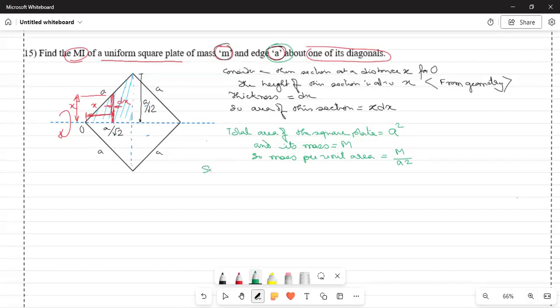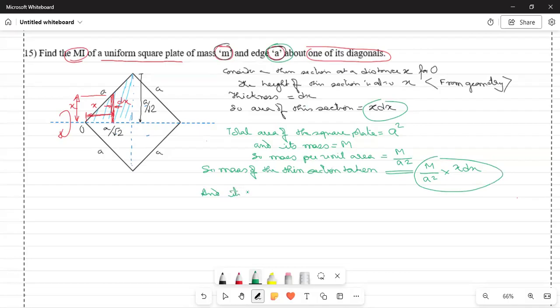M upon a square. So the mass of the thin section taken for calculation is equal to mass per unit area, m upon a square, multiplied by the area of this thin section, x dx. So this is the mass of the thin section, and its distance is also equal to x, because we have taken it at a distance x, right? The same thing will happen if you consider calculating from the axis side.